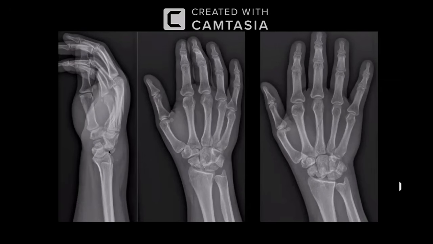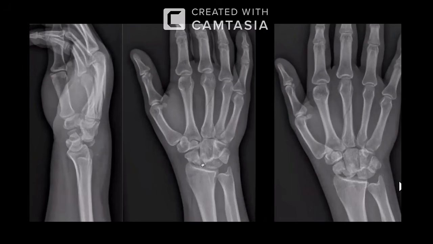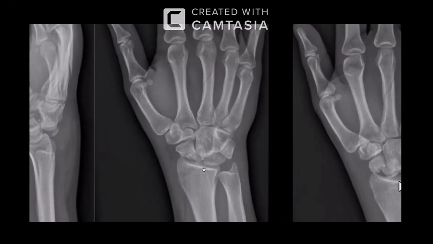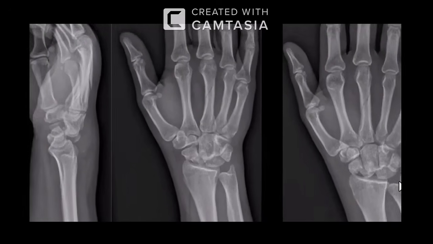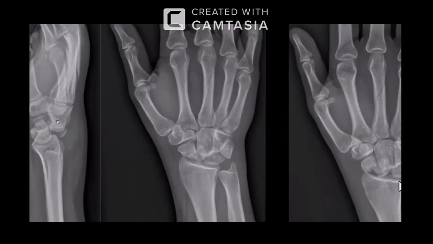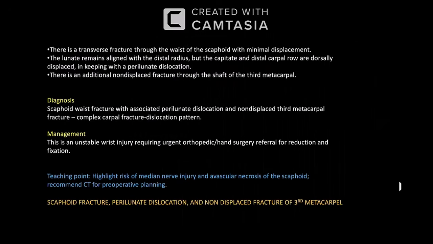Then followed by, we can actually appreciate the fracture line involving the waist of the scaphoid bone, and there is some mild impingement along the course of the distal radius. On lateral view, we can actually appreciate the dorsal displacement of the other metacarpal, followed by the lunate is in place. You can actually appreciate the lunate is in place. So this is a classic case of a perilunate dislocation.